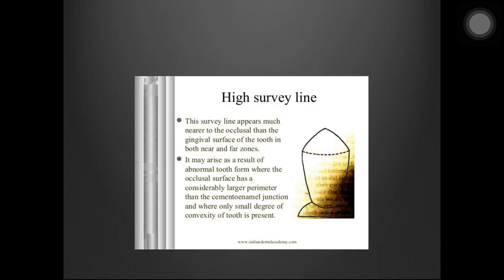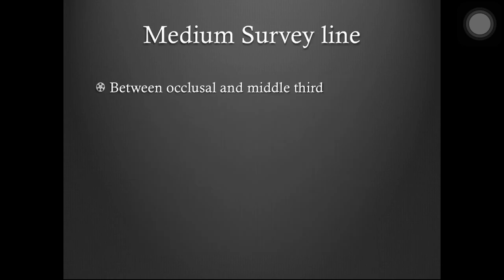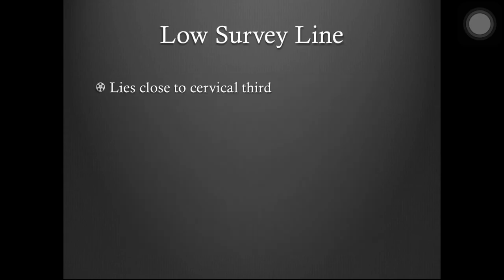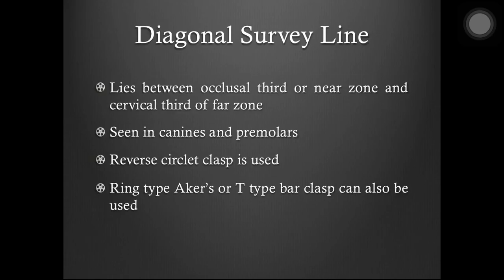which is created by putting a cast in a dental surveyor. They can be medium survey lines. This is the height of contour or the survey line of that tooth. And see the diagonal survey lines.